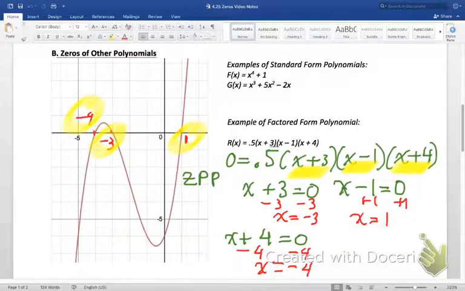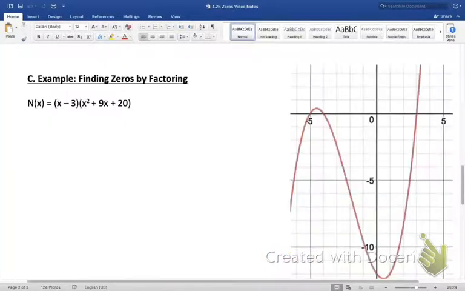So I want to go over one more example with you guys before the end of this video. So in this last example, we are given a partially factored polynomial. So we have this function n of x equals x minus 3 times x squared plus 9x plus 20. So we have one binomial factor, which would be the x minus 3, and then we have a quadratic factor of x squared plus 9x plus 20.